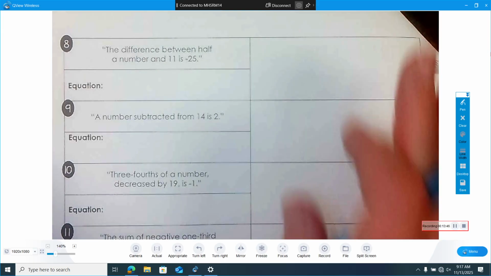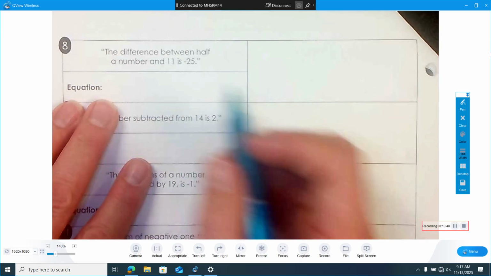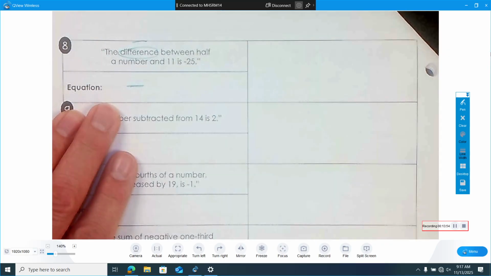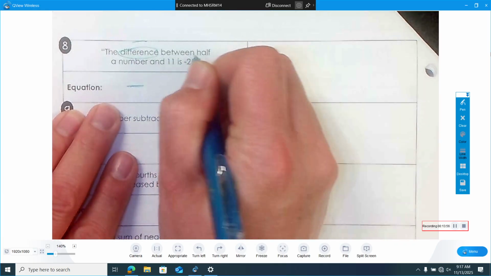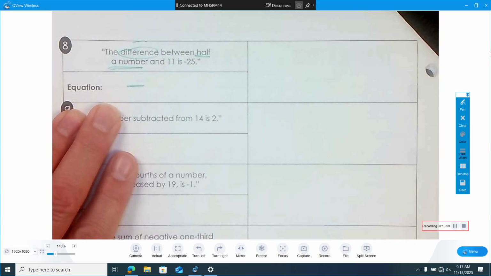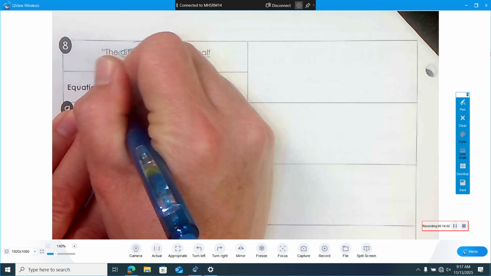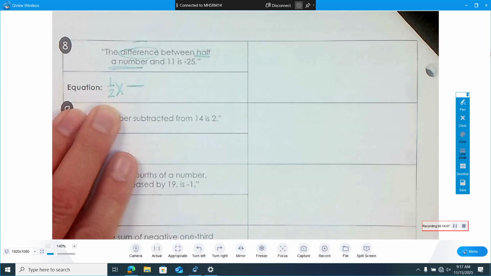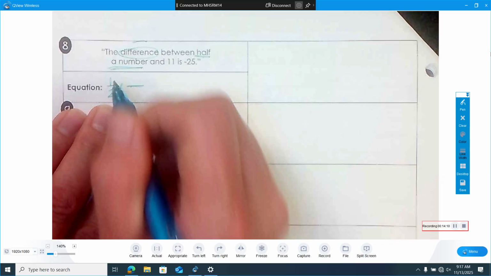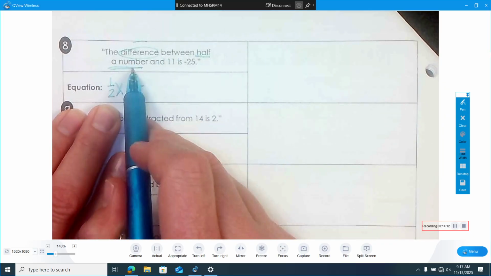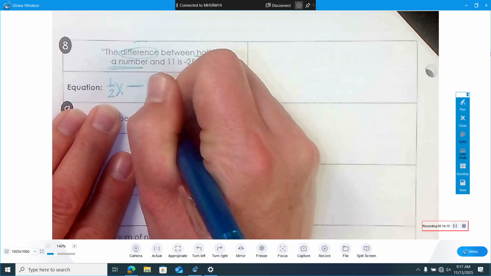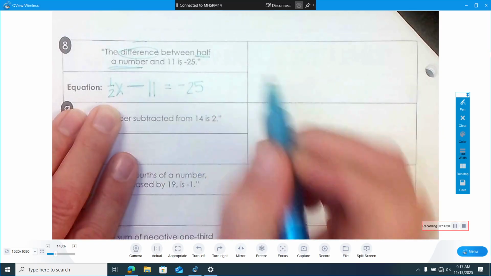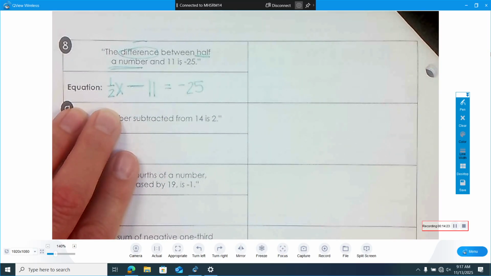All right. The difference between half a number. What's the difference? Subtraction. So we're subtracting 2 things. What should we do for half a number? 1/2 x. Yeah, half a number would be 1/2 times the number, so 1/2 times x. So the difference between half a number and 11, so I think the 11 goes on the end there, is -25. So equals -25.